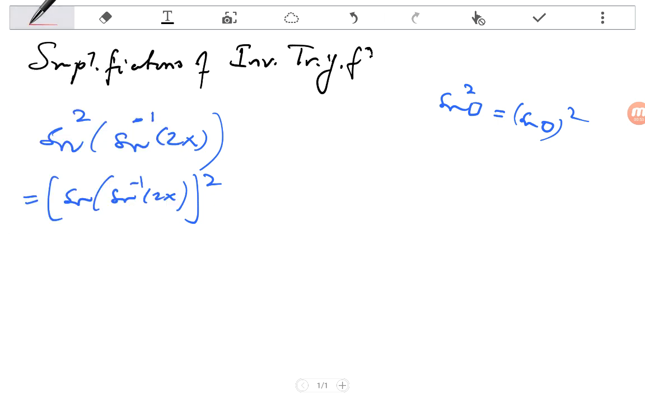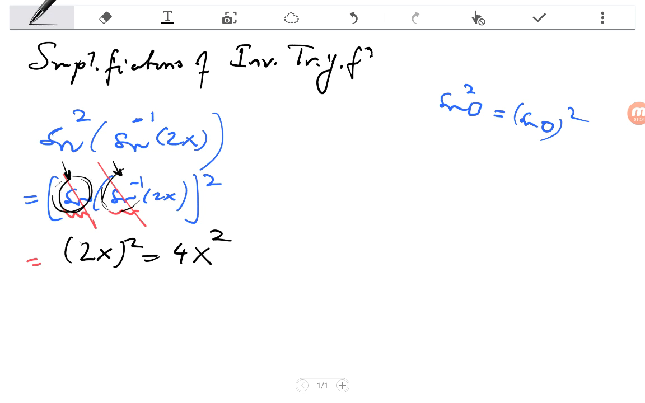Now we have this relation: sine of sine inverse. These two functions have effects that cancel each other. After cancelling, the resultant would be 2x whole squared, which is 4x squared. This is the special case where there is a sine outside and a sine inverse inside, with no separator between them.